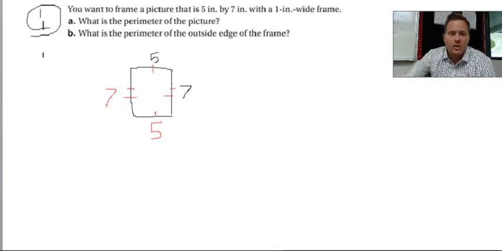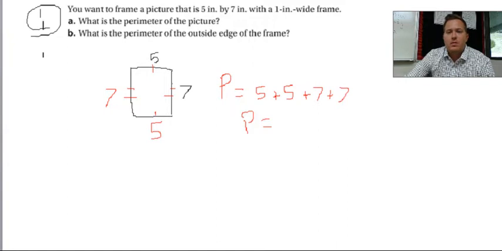So to find the perimeter, it's each of these sides added together. So I have 5 plus 5 plus 7 plus 7. So my perimeter equals 10 plus 14, and that is going to give me 24 inches. And we just label it as inches. We don't cube it because it's not area.